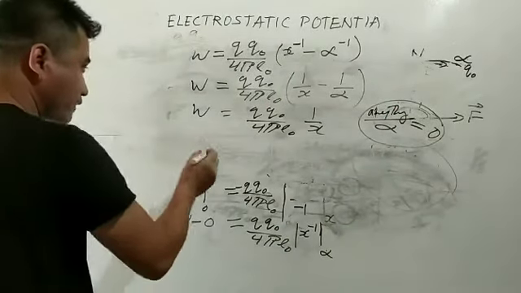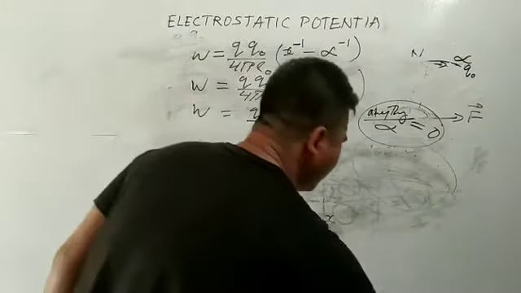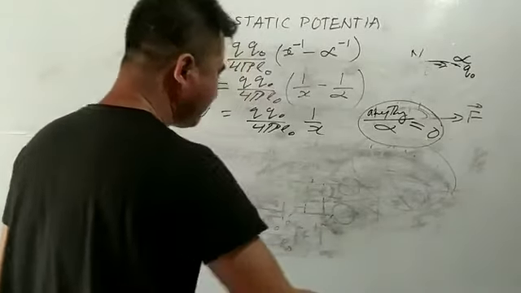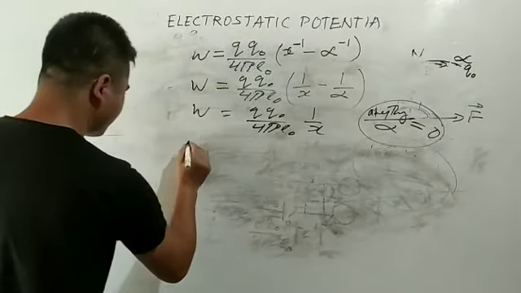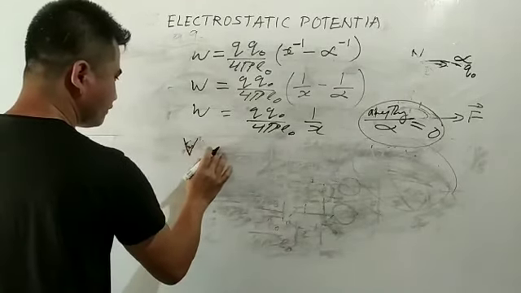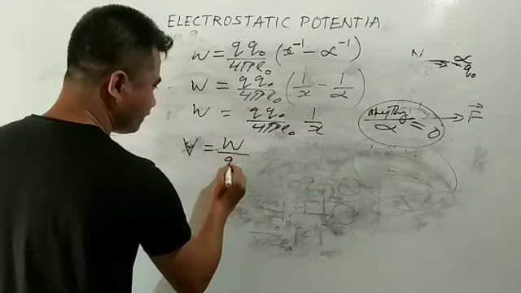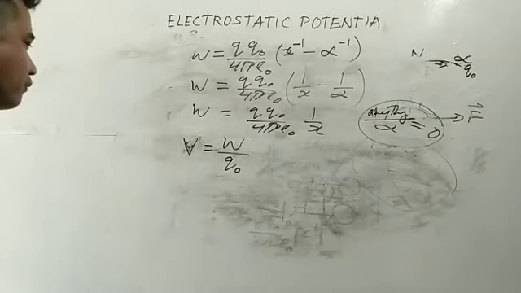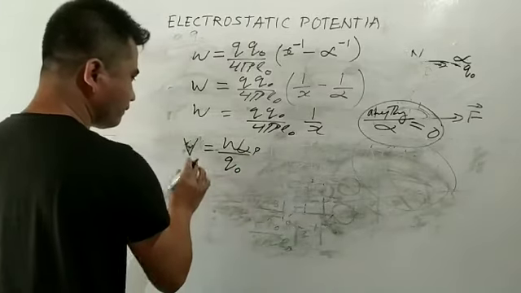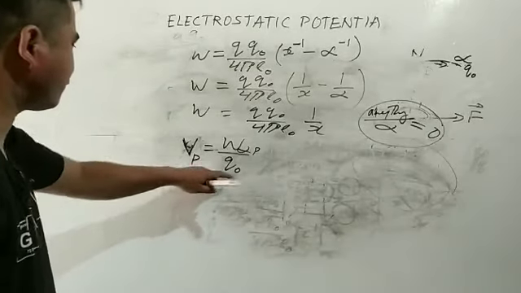Now we are getting the total work done. According to the definition of electrostatic potential, we have already studied it. Electrostatic potential V is defined as work done divided by charge, work done from infinity to that point. Here the point is P, so electrostatic potential at P. This is the formula, right?